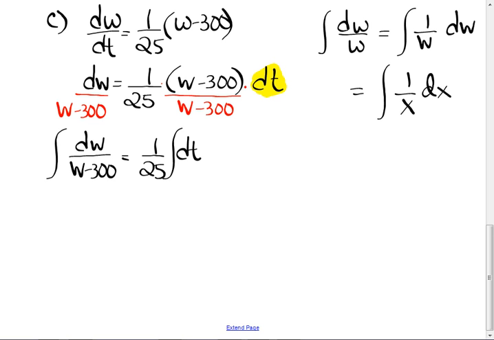What is the 300 just going to do to my function? It's going to shift it left and right. It's going to go to the right because it's minus. So what's the answer to this one? It's the ln of absolute value of x plus c. The only time you get natural log is if it's 1 over x. If it's 1 over x squared, you do not get natural log. That's the power.